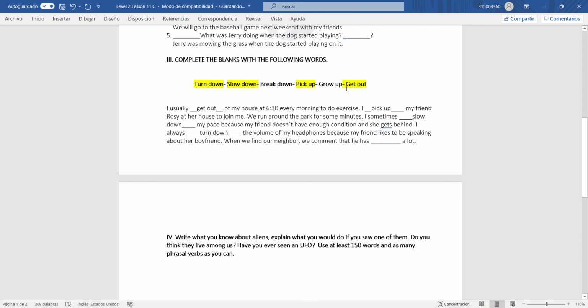So you have grow up. Okay, so look here. He has, this is not present simple anymore. This is present perfect. So you say that he has grown up a lot.